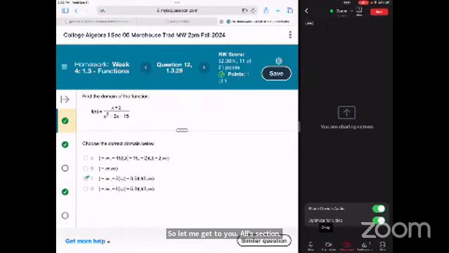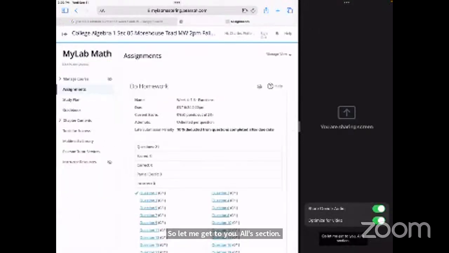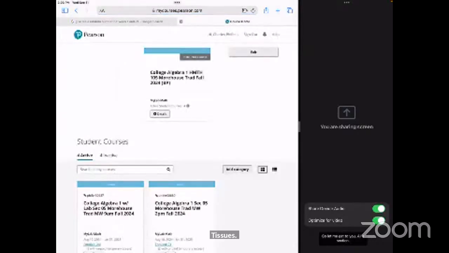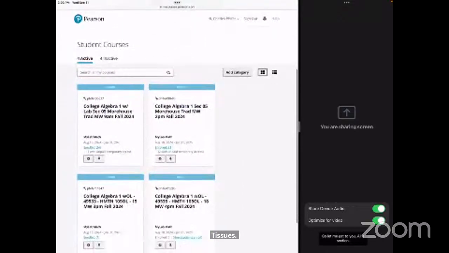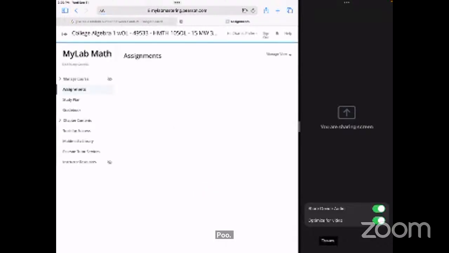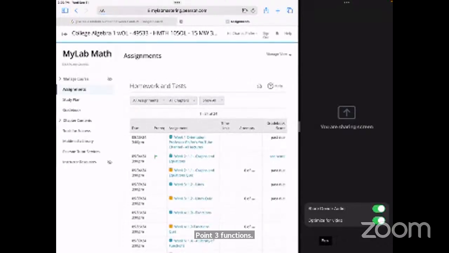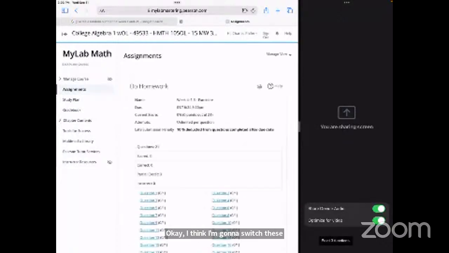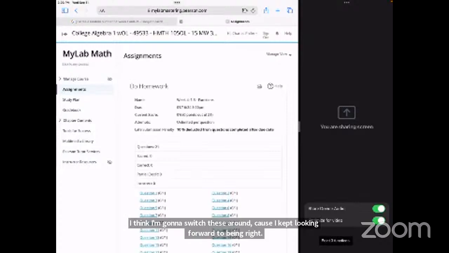Okay. So let me get to your section. 1.3 functions. I think I'm going to switch these around because I kept looking for it to be on the right. We'll start off with question number 6.